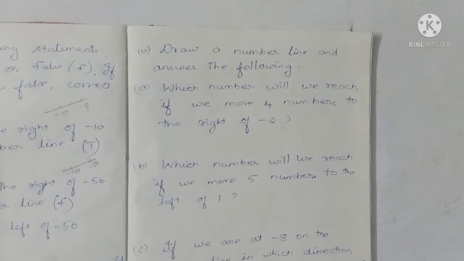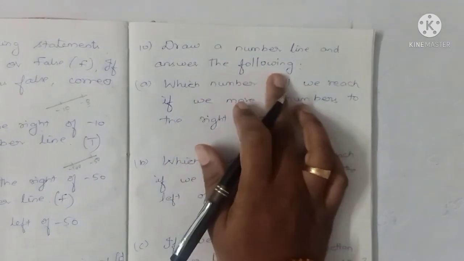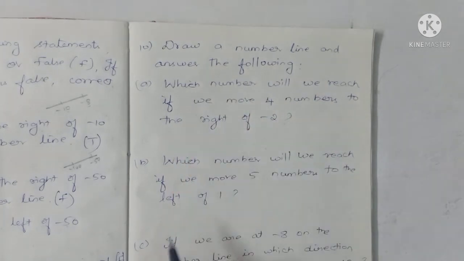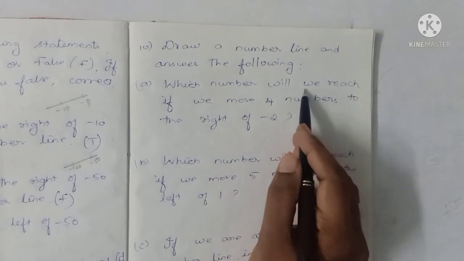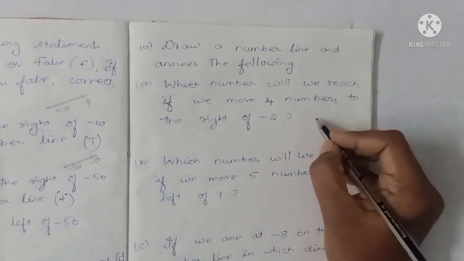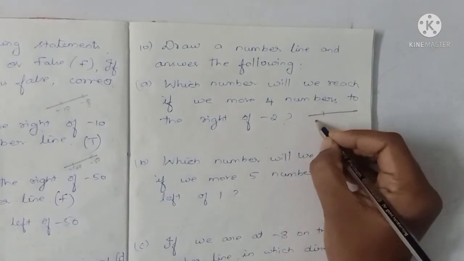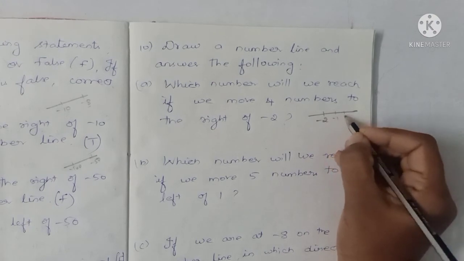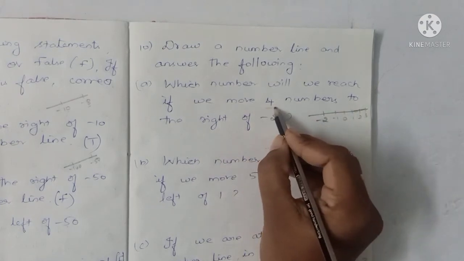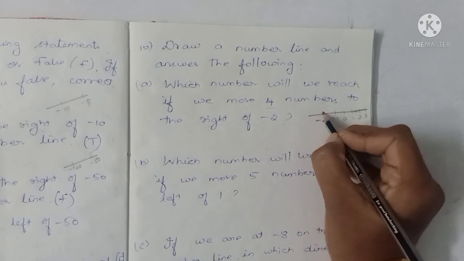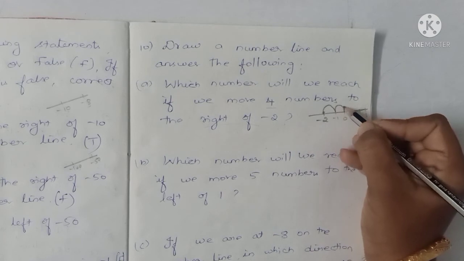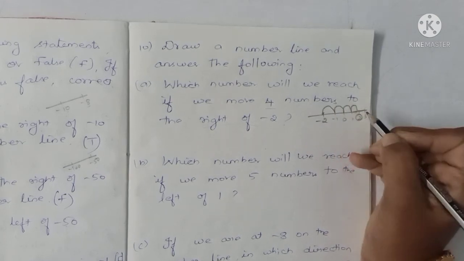Next, sum number 10. Draw a number line and answer the following. So we have to draw a number line and answer the following questions. The first subdivision: which number will we reach if we move 4 numbers to the right of -2? So you just consider a number line. -2 will be here. After that, -1, 0, 1, 2, 3. So 4 numbers to the right of -2. -2 will be here. 4 numbers. If we jump to 4 numbers right of -2, 1, 2, 3, 4. So the answer will be 2.